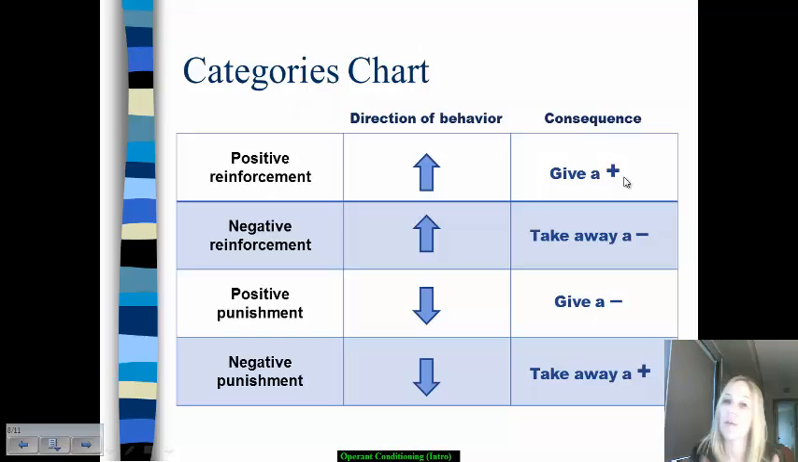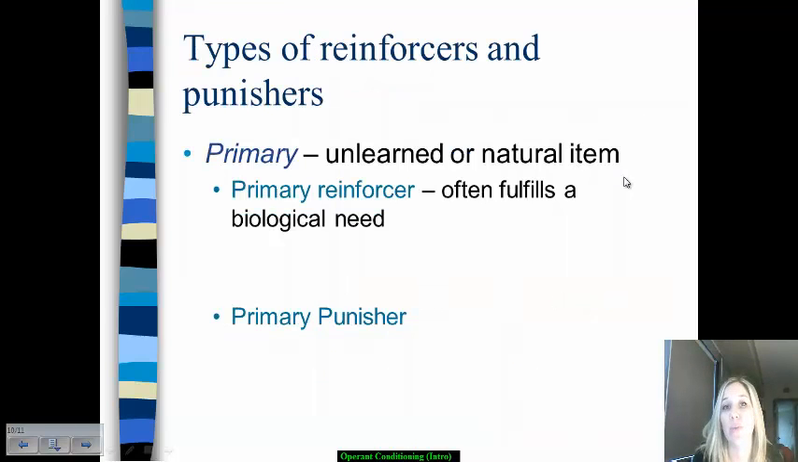Okay? And I'm going to make sure that we do some activities with this in class so you can see further examples and be able to differentiate between these 4 types. But to add insult to injury, we've also got to talk about types of reinforcers and punishers out there. Remember, a reinforcer is anything that is going to cause a behavior to increase, and a punisher is anything that is going to cause a behavior to decrease.